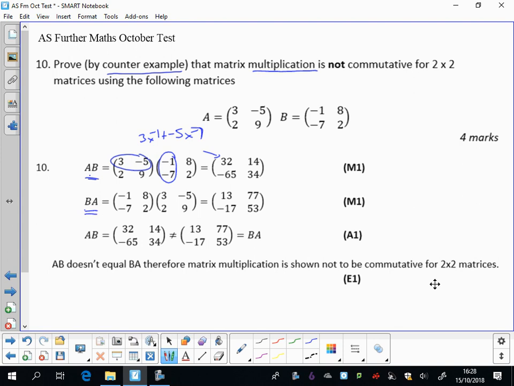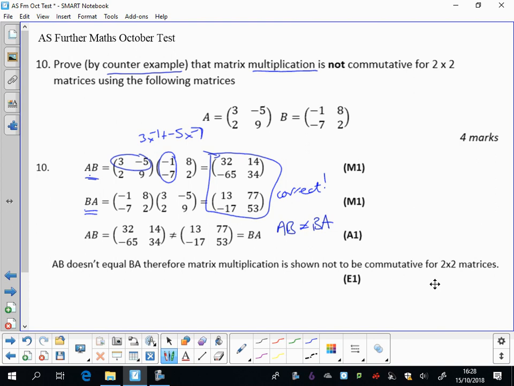Okay, now there's a method mark for both of those, so if you make a slip somewhere and one of your elements is wrong, you'll still get those two marks. Well, it's quite obvious that these two answers here are not the same. So we need a statement. At the very least you need AB is not equal to BA for your accuracy mark there. For this mark as well, both of these need to be correct.